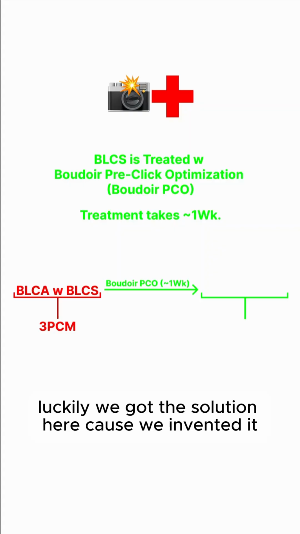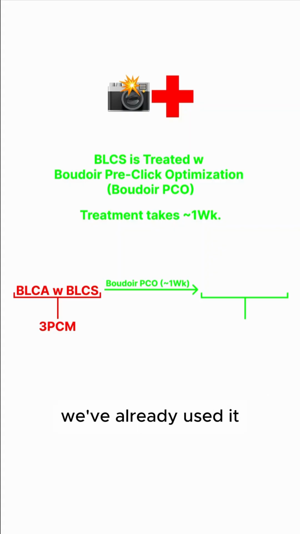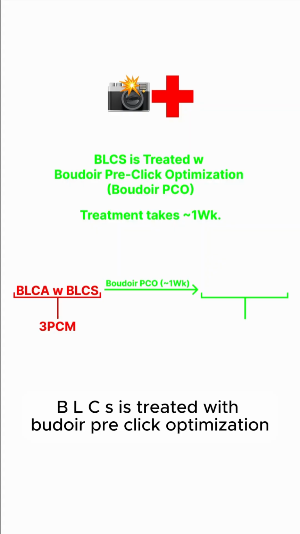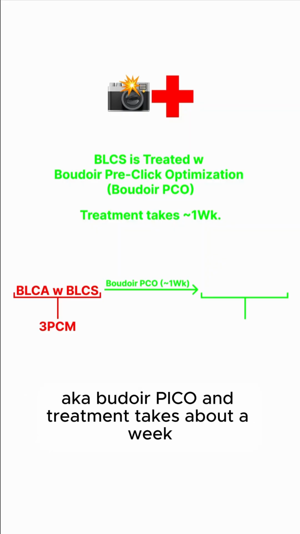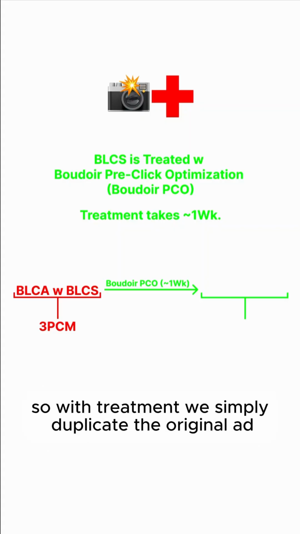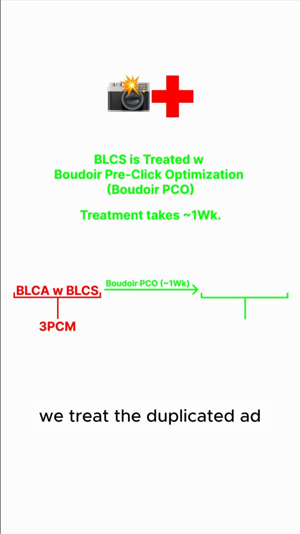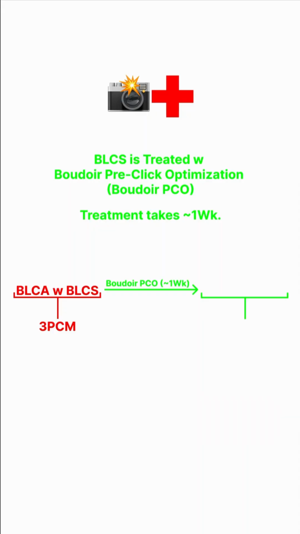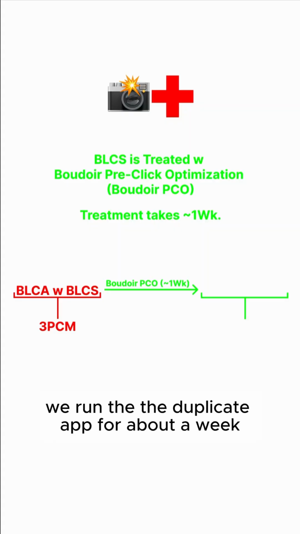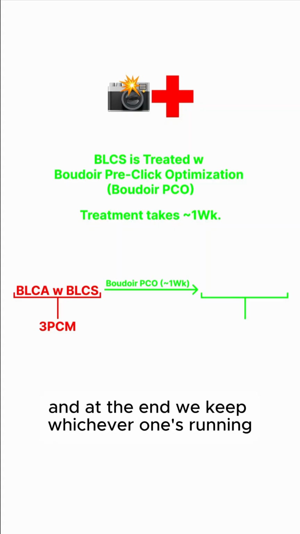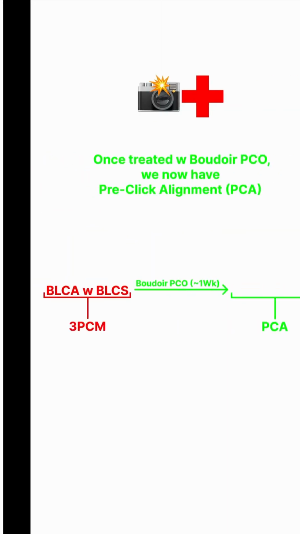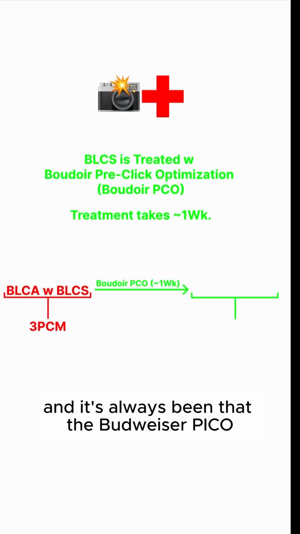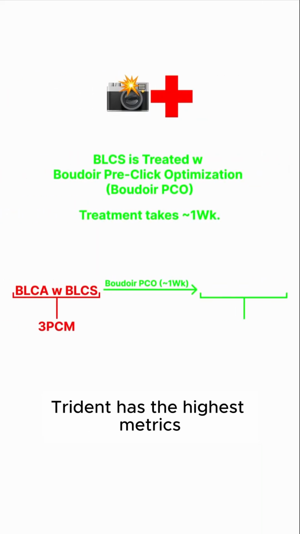Luckily, we got the solution here because we invented it. We've already used it. BLCS is treated with boudoir pre-click optimization, aka boudoir Pico. And treatment takes about a week. So with treatment, we simply duplicate the original ad. We treat the duplicated ad, leave the original as it is, and we run the duplicate ad for about a week, and at the end, we keep whichever one has the highest metrics. And it's always been that the boudoir Pico treated ad has the highest metrics.